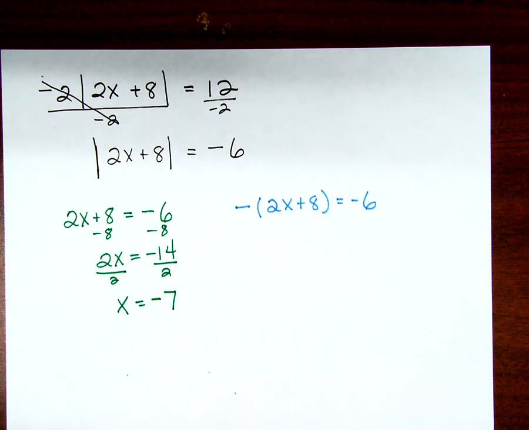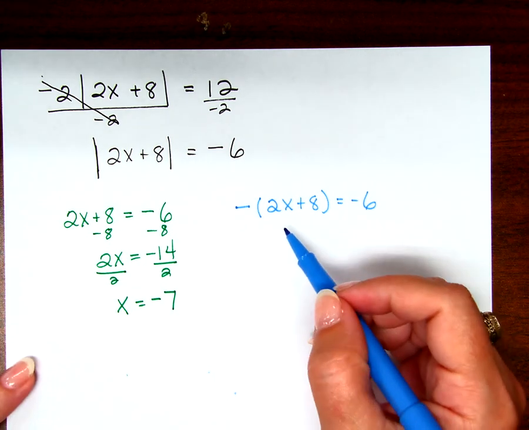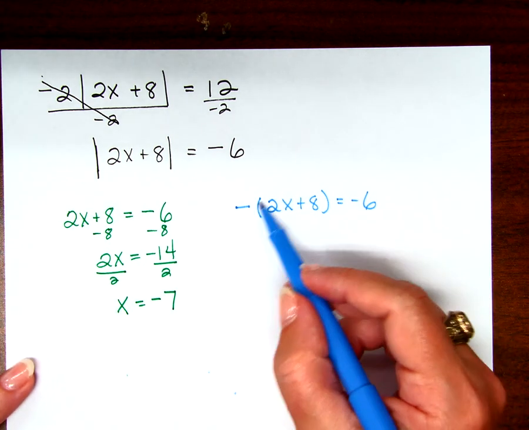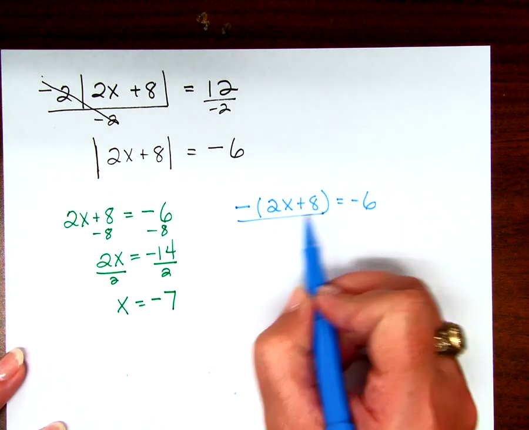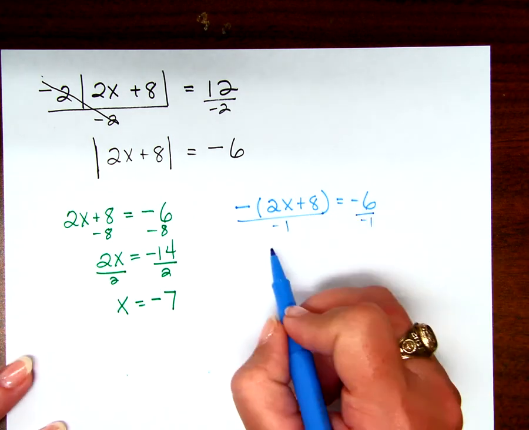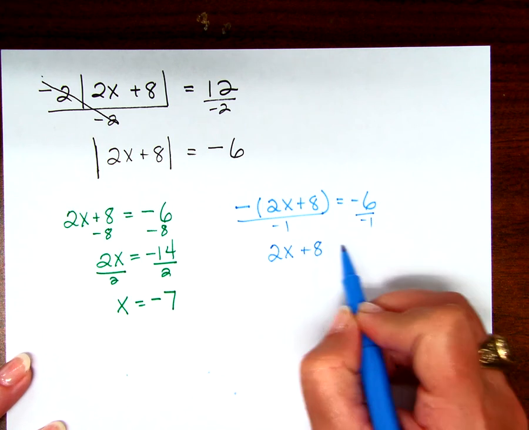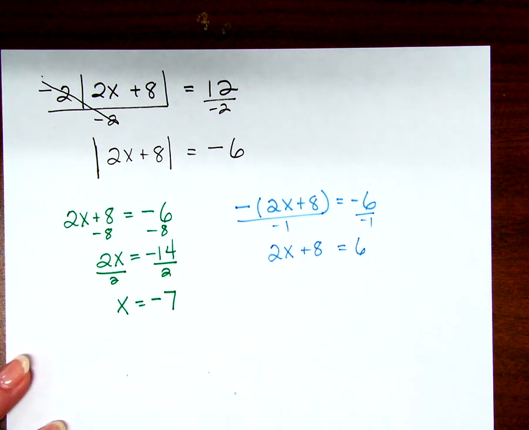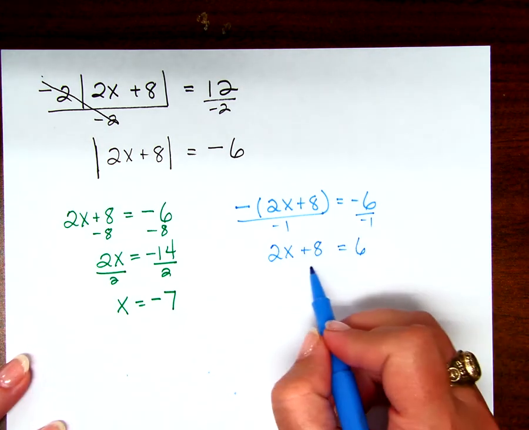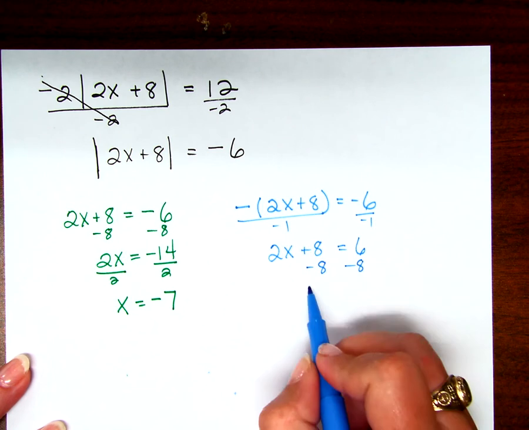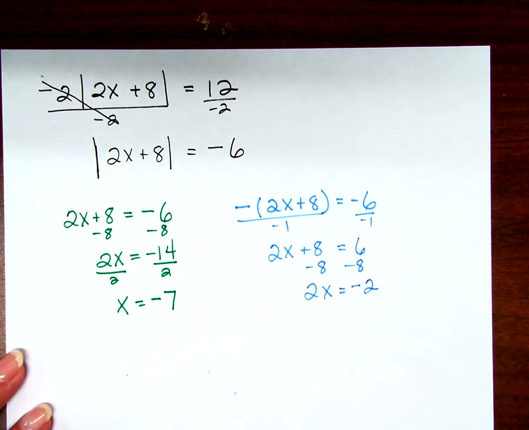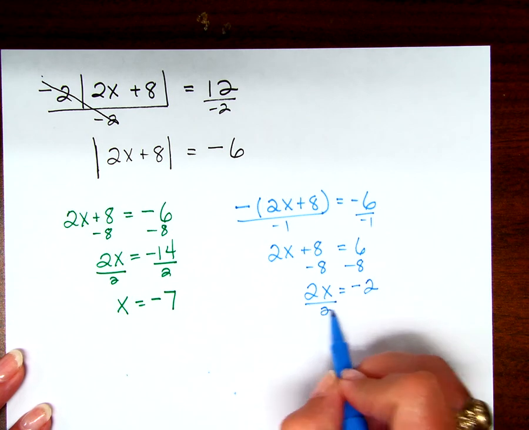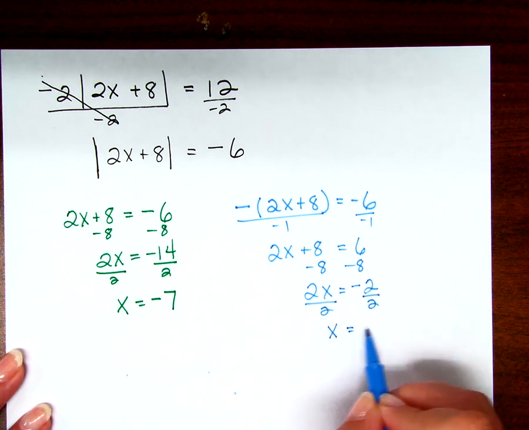Did I do all the steps right? Okay. What happens over here? What should I do? Should I distribute or should I divide? Probably divide, right? If I divide both sides by negative 1, that gives me 2x plus 8 equals 6. If I subtract 8 from both sides, I get 2x equals negative 2. Dividing both sides by 2 gives me x equals negative 1.